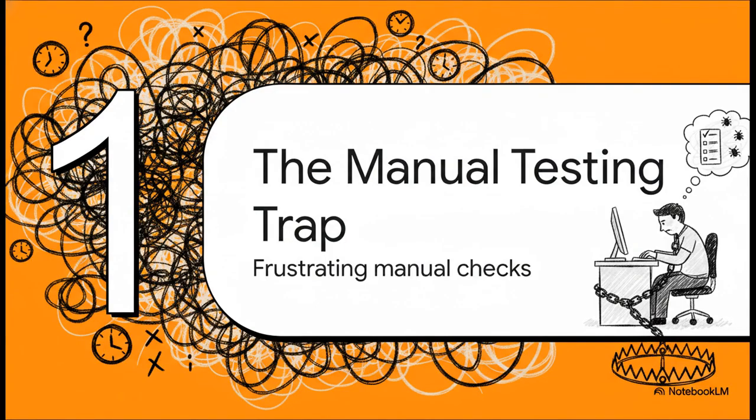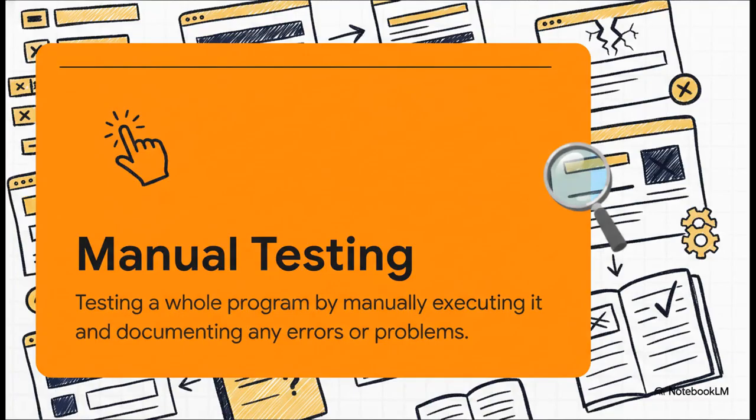So to get to the solution, we've got to first talk about the villain of our story. For a long time, the default way we've checked our work has been this thing called the manual testing trap. What is manual testing? Well, it's pretty much what it sounds like. You run your program, and you just click around. You type things into forms, you navigate to different pages, and you hope you spot anything that looks weird. It's kind of the poke it and pray method.